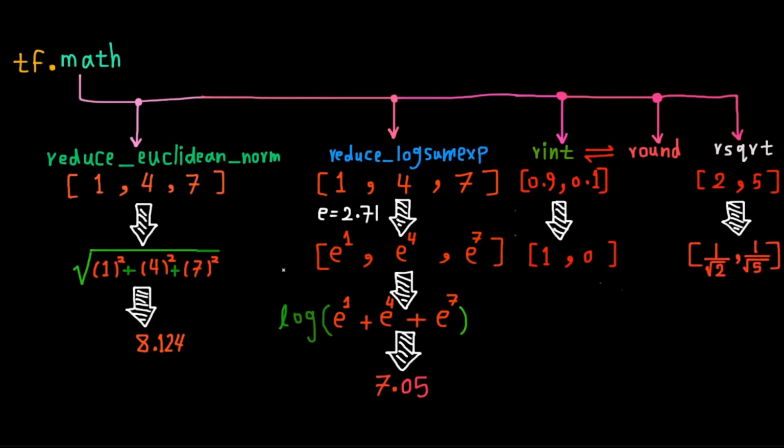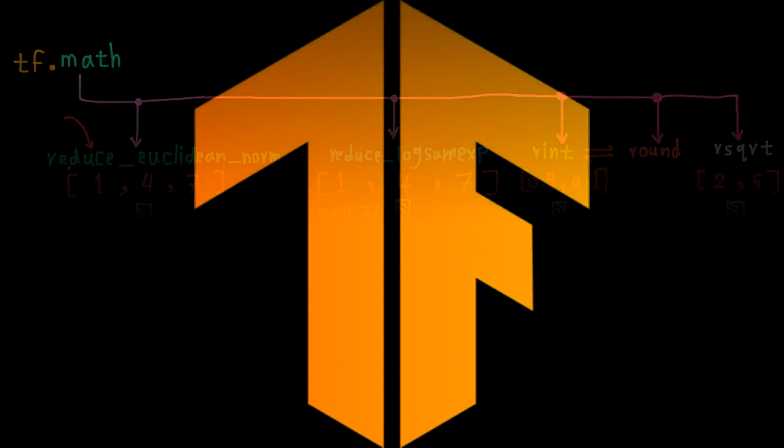Hi everyone, in this video we'll take another set of functions in math module. The first one is reduce Euclidean norm. The second one is reduce log sum exponential function. And the third one is Rint function, round function. And the last one is reciprocal square root function. Let's get started.